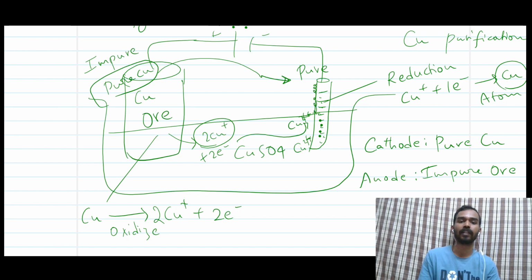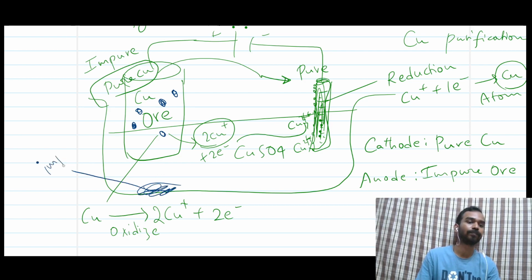Pure copper will get deposited slowly onto this again pure copper. Then the pure copper increases. Then there will be some kind of impurities. Then impurities will settle down. These are impurities. Okay. In this way, you can purify the metal.